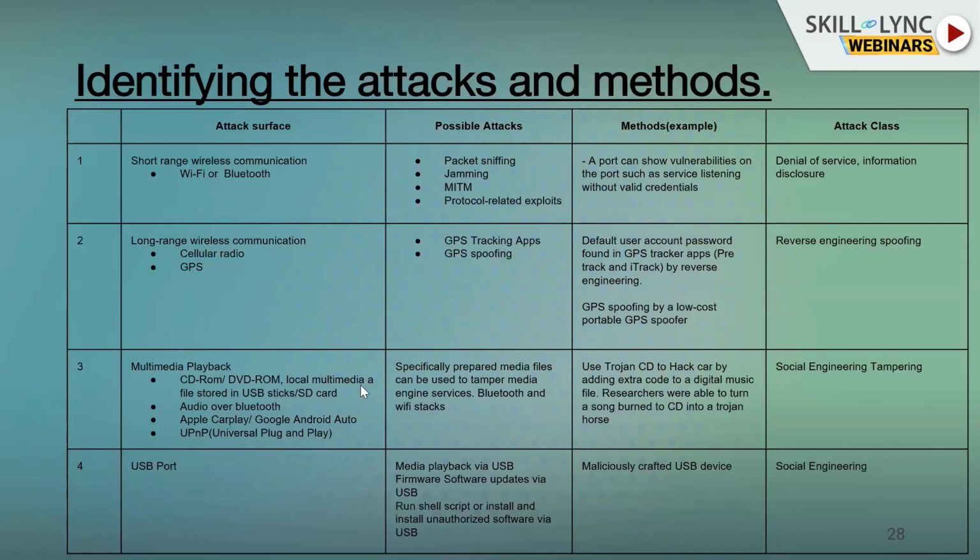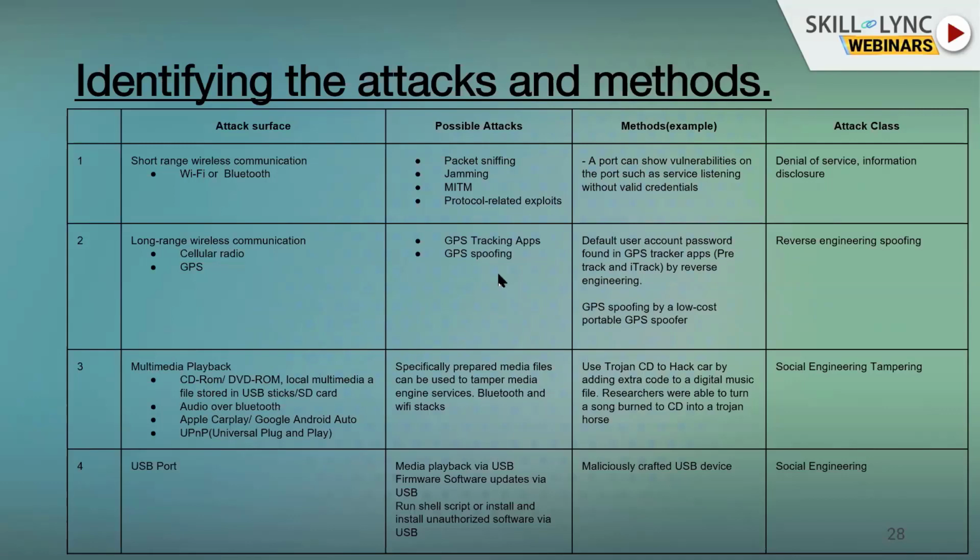Then for multimedia playback, you have your CD-ROM, audio over Bluetooth, Apple CarPlay, and all. The Jeep Cherokee attack that I was talking about was over the Uconnect system, which was basically the in-vehicle infotainment system. When the IVI was compromised, the attackers were able to compromise all the other ECUs. So that's why most of the attack surface could be over your IVI system. This is also related to the IVI system, multimedia playback.